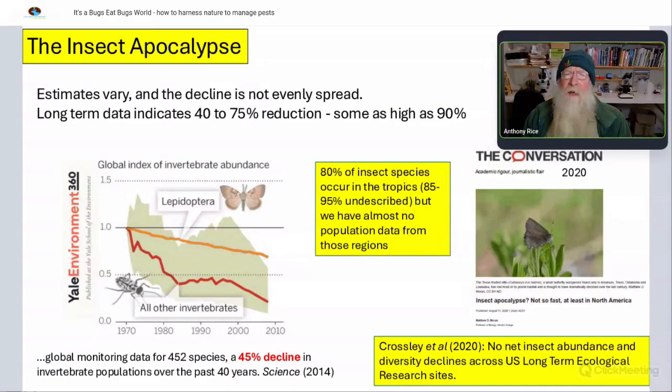Flying in the face of that, a fellow called Crossley published a very comprehensive study that found no net insect abundance or diversity declines across the US. So this flies in the face of all those other studies. So it shows that really the picture isn't as clear yet as we hope it is.